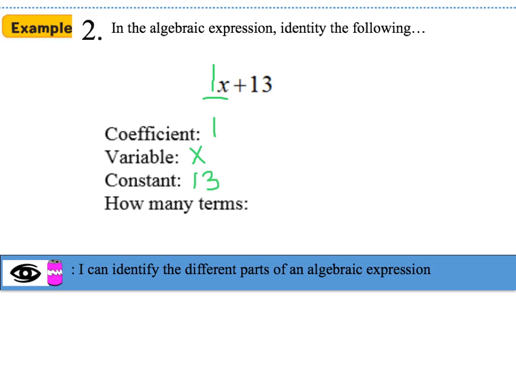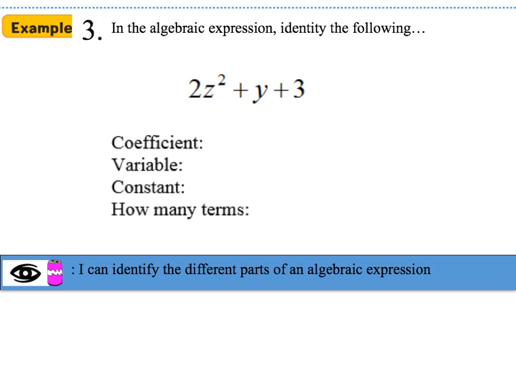And the next part, it says, how many terms do we have? So we've got, let's see, here's one term. It's being separated by a plus sign, and here's the second term. So we have 2 terms here. And the 2 terms are 1x and 13. And those are the 2 terms of this problem.